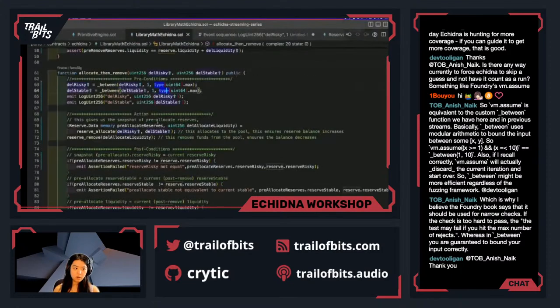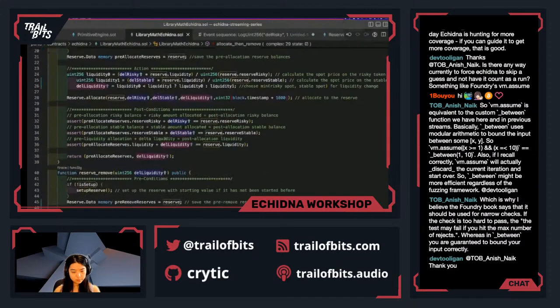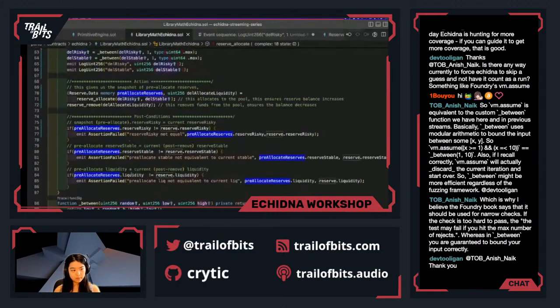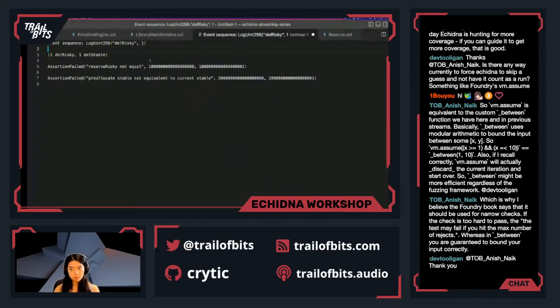The reserves are now being set correctly and being returned, which means that we now have the ability to execute that allocate and remove. And it's failing where a reserve risky is not equal to the expected. So if we do a comparison between these two numbers, it's a difference of one. It's basically a difference of one token on both the reserve risky and the reserve stable balances.